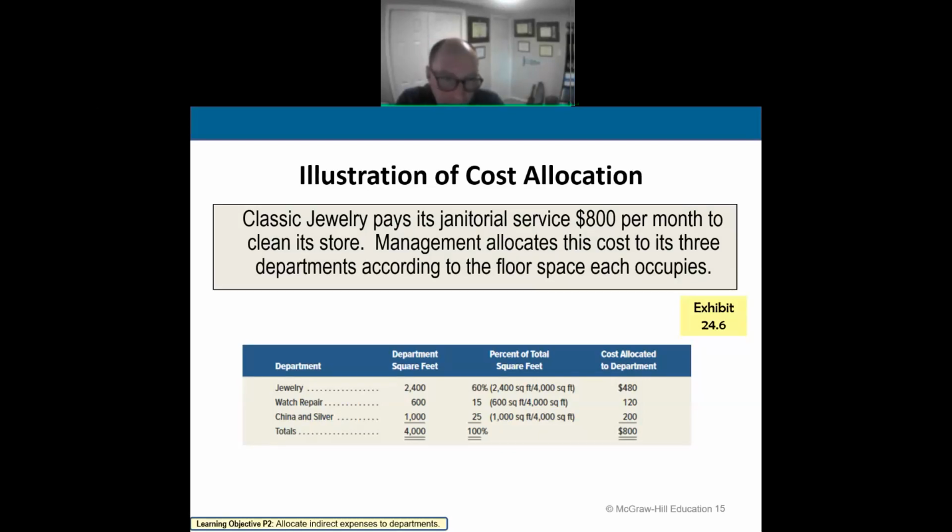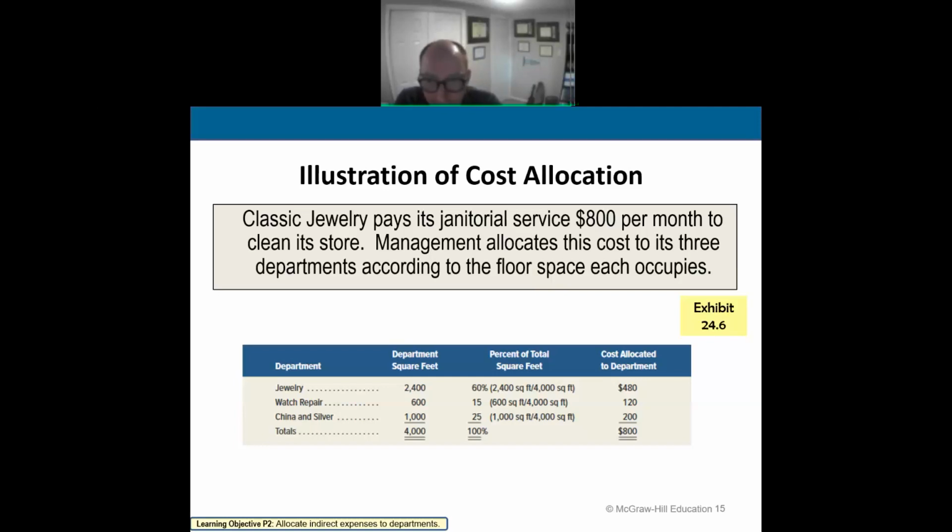$800 per month. Oh, I'm sorry. I have a store. It's a jewelry store, by the way. The store pays to have the store cleaned $800 per month. A team of people comes in from another company. They come in and they clean my store. They do it in the overnight hours.